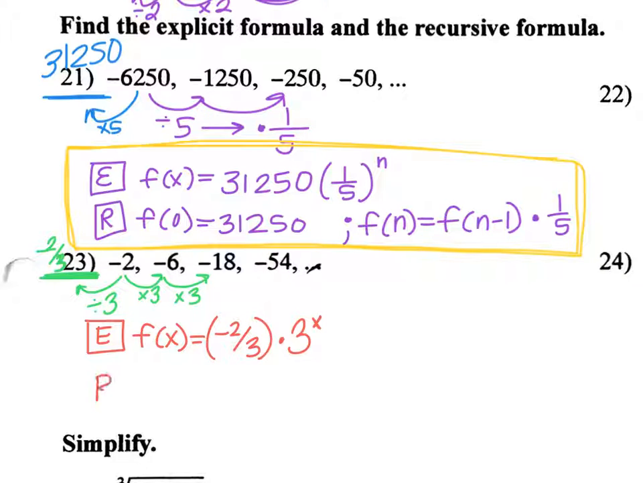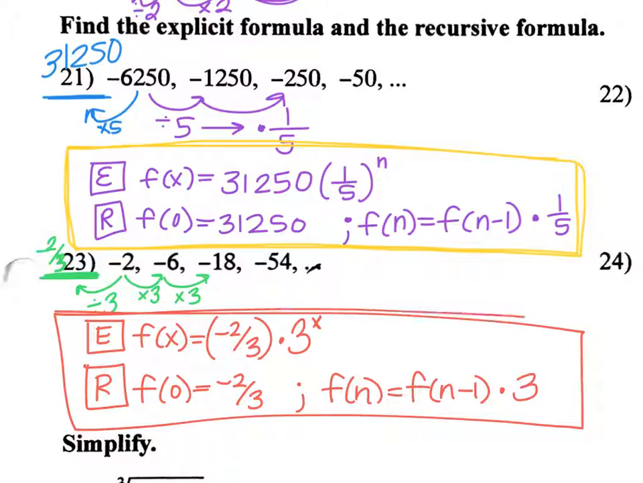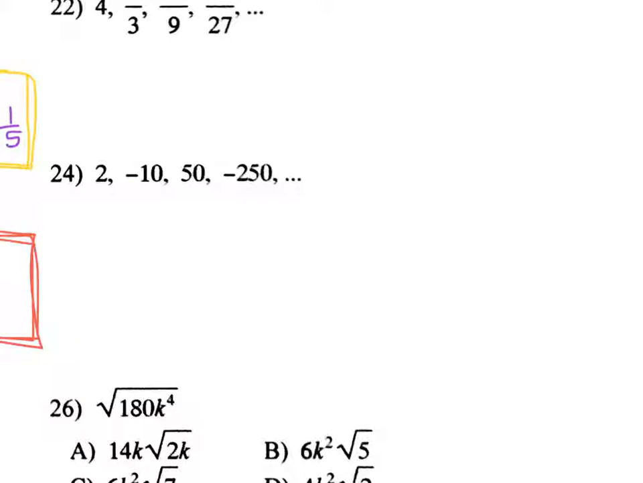And then recursive is going to be, I got to say my starting point on its own, f of 0 equals negative 2/3. And then I also list my rule, f of n equals f of n minus 1, and this time my pattern is times 3. Notice that all the recursive does is it just splits it into two different things, the starting point and the pattern, where explicit puts them both in the same equation. All right, I'm not going to go over 23 because we did that one in class together.